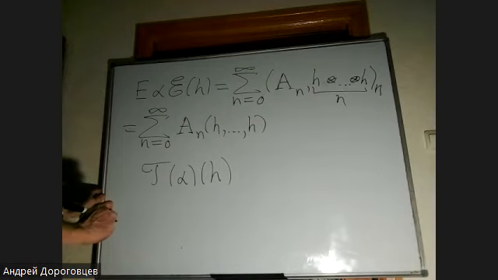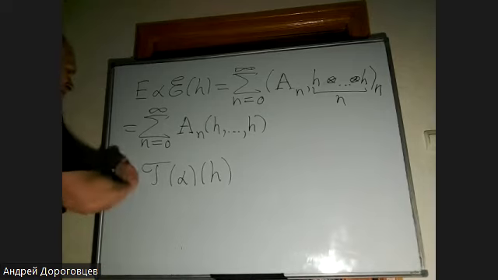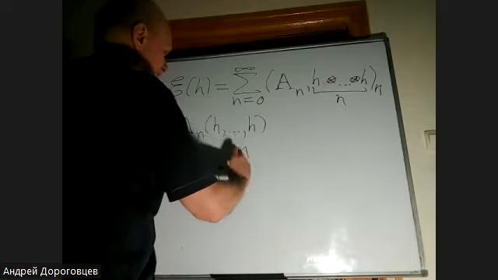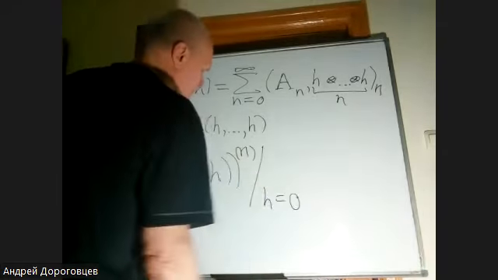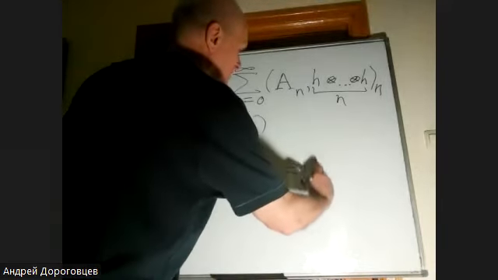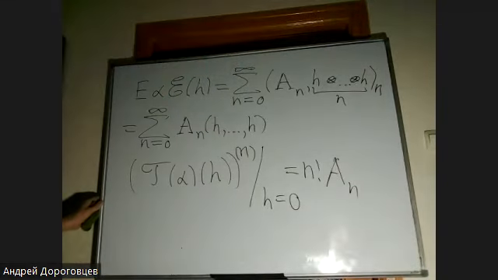Then how can a_n be found? We just take the nth derivative when h equals 0, which is equal to n factorial multiplied by a_n. So we have such a relation.